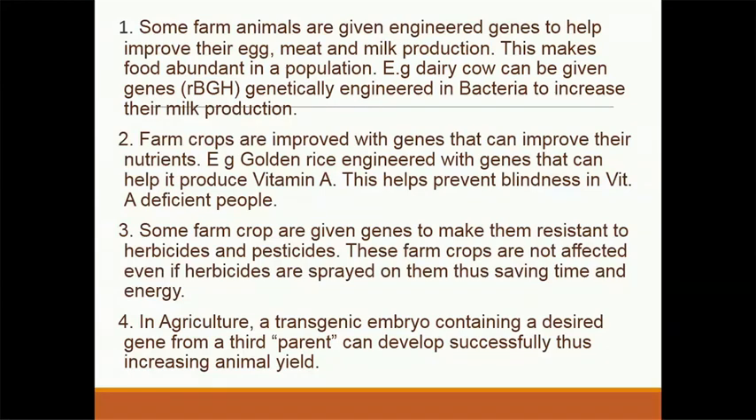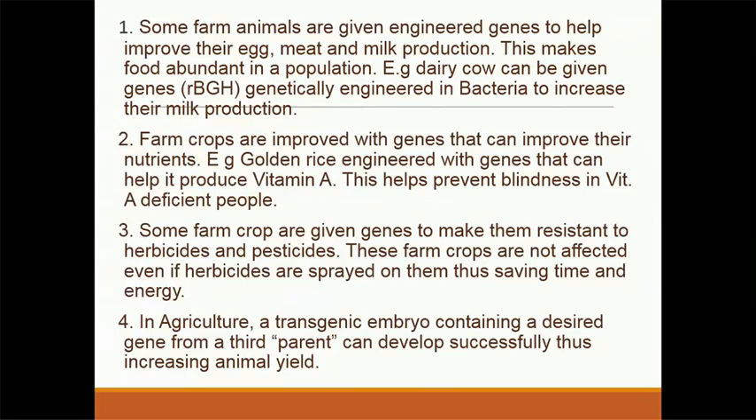It's a good thing, right? Good. For example, we have the dairy cow, which can be given the gene known as recombinant bovine growth hormone, genetically engineered in bacteria, in order to increase their milk production. Number 2, farm crops are improved with genes that can improve their nutrients. For example, we have the golden rice mentioned earlier, which is engineered with genes that can help to produce vitamin A. Vitamin A is a good vitamin that gives us nice vision, makes the eyes clearer and we see better. This will help to prevent blindness in vitamin A deficient people.